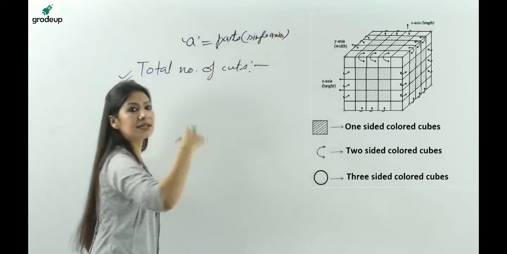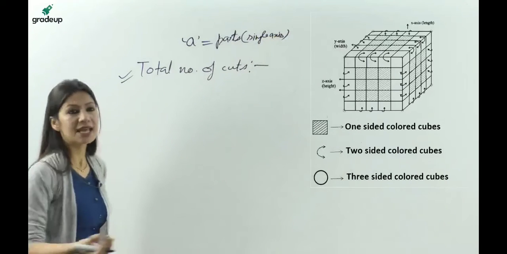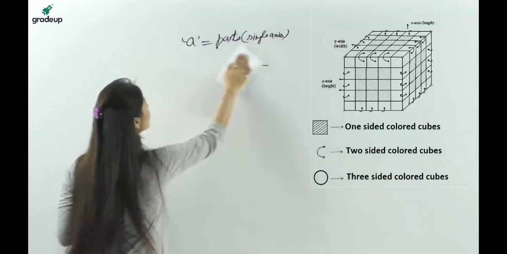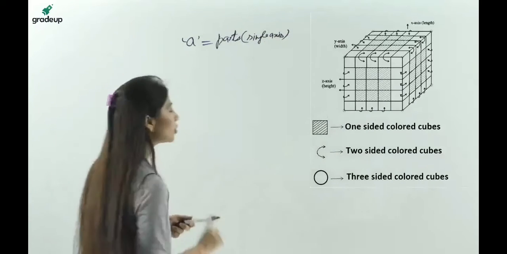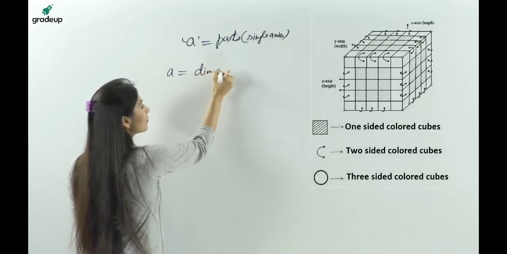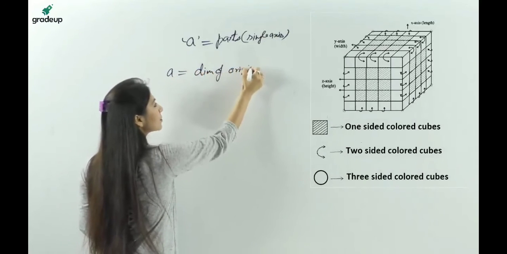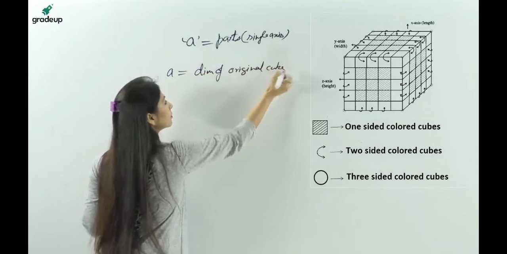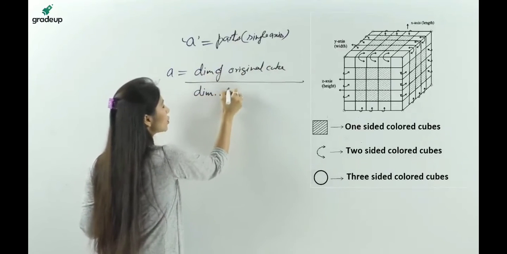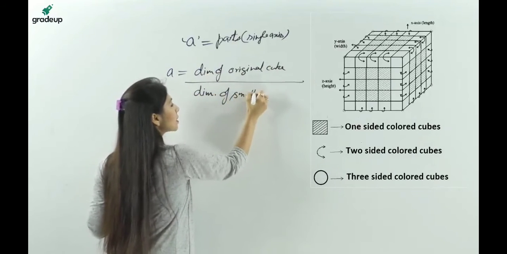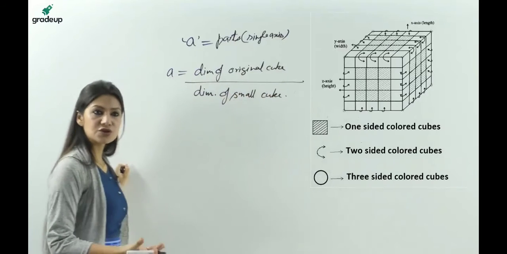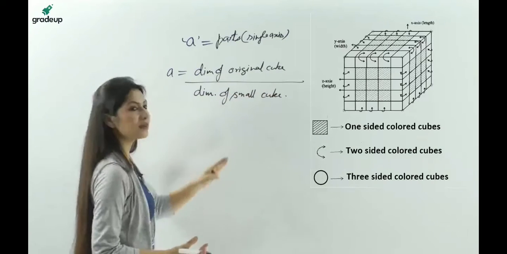This represents the number of parts in a single axis. And how can I obtain the value of A? It's very simple. To understand the value of A, it is always the dimension of the original cube divided by the dimension of the small cube. Okay, the dimension of the original cube divided by the dimension of the small cube.